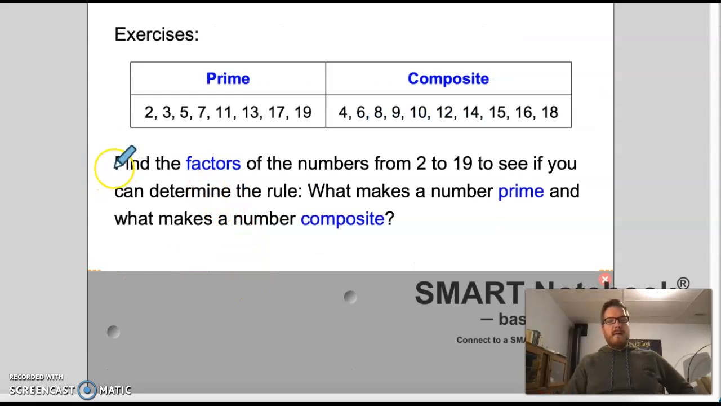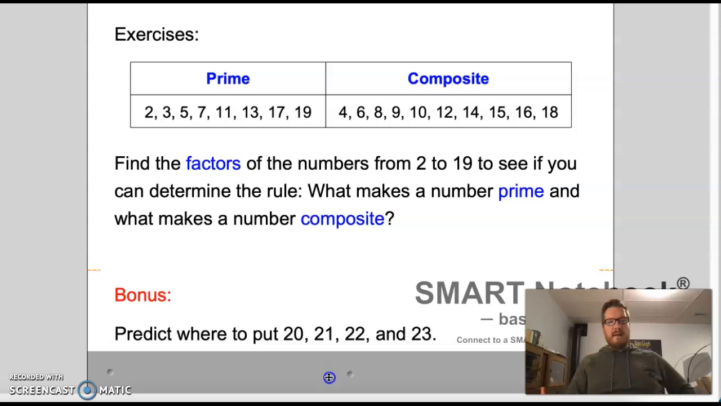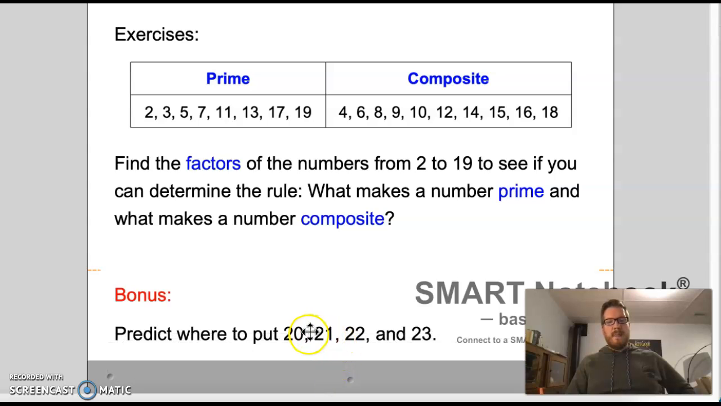So it says to find the factors of the numbers from 2 to 19 to see if you can determine the rule. What makes a number prime and what makes a number composite. Again, composite numbers are any numbers that have more than 2 factors. So the number 20, you probably know right off the top that 20 is going to be a composite number. 21 is a composite number. 22 is going to be a composite number. And 23 is actually going to fit over here because it's a prime number. Okay, so yep. Let's move it on.